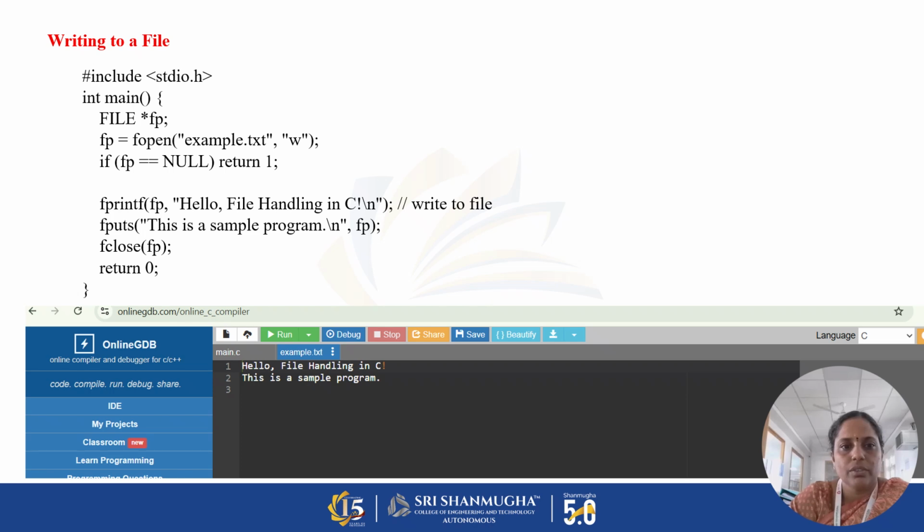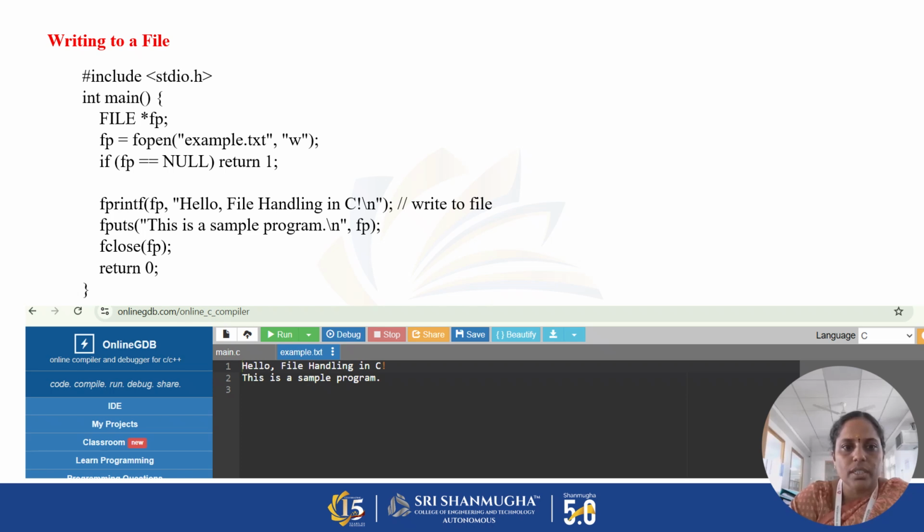Then here we have used fprintf. Instead of the printf statement, we have used fprintf. The syntax is fp. We need to give the pointer variable of the new file where we want to write. The file we want to write to is example.txt, which is stored in the file pointer fp. Then a comma, then we give the text, that is, hello, file handling in C. This statement will be written to your file, example.txt.